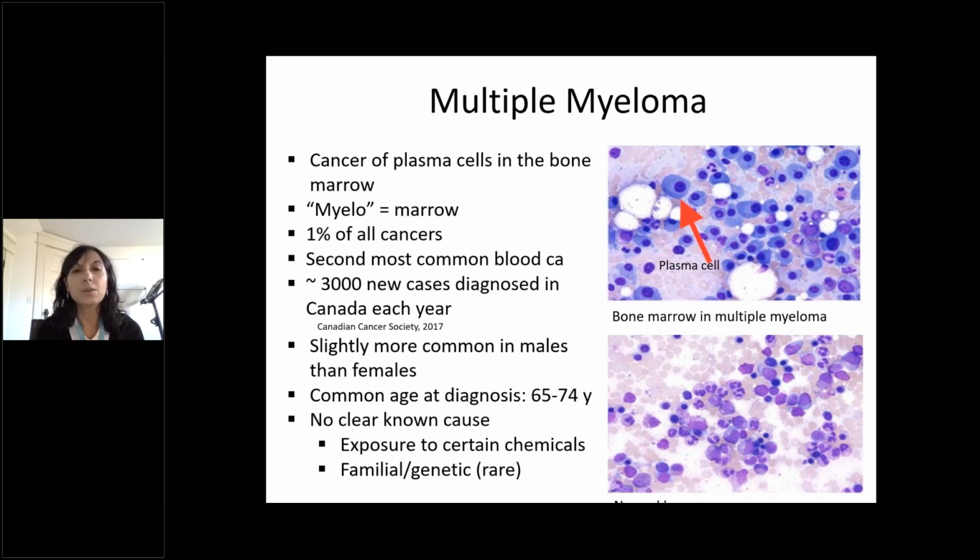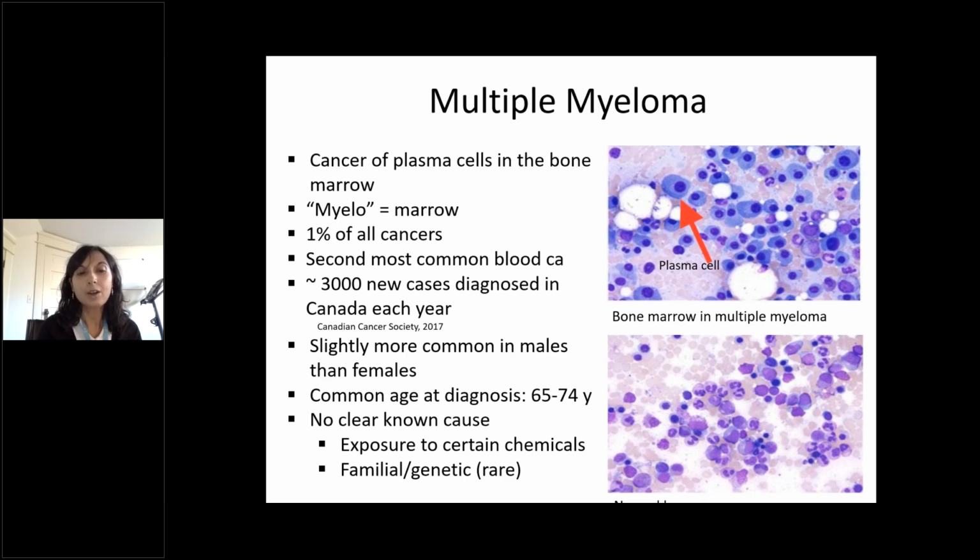So multiple myeloma is a cancer of plasma cells in the bone marrow. Myelo is the Latin word, I believe, for marrow, and the multiple just refers to the fact that there are going to be multiple areas involved with these abnormal plasma cells that are growing in the bone marrow.